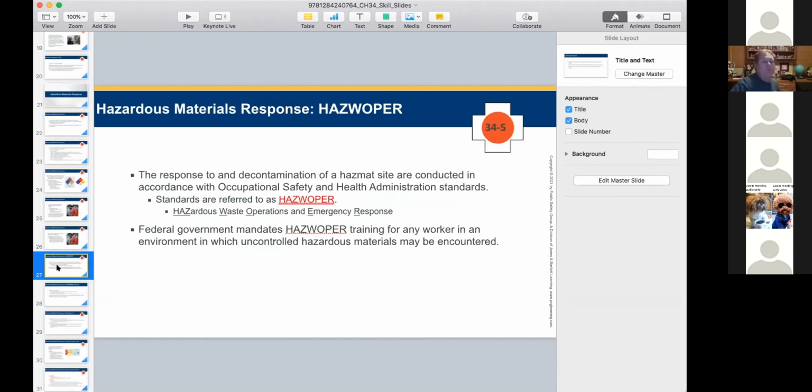HAZWOPER, Hazardous Waste Operations and Emergency Response. Big acronym for a bunch of words. It's mandated by the federal government, and it's more or less a training that you have to achieve. If you're with the fire department, if you're with FEMA, I don't know if Metro does, I believe the medics at AMR and Guardian and all that, I believe they have to go through a HAZWOPER. You guys do not have to go through a HAZWOPER.